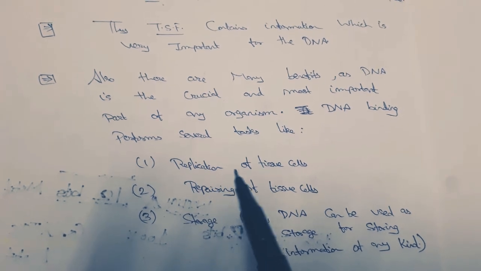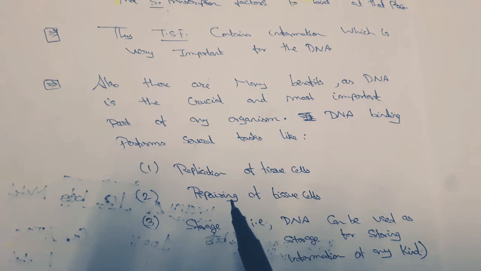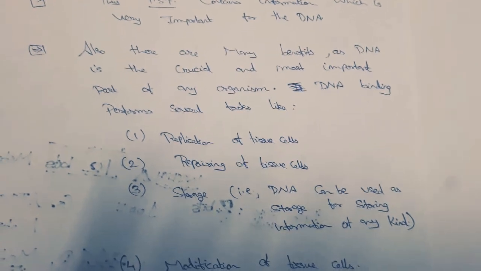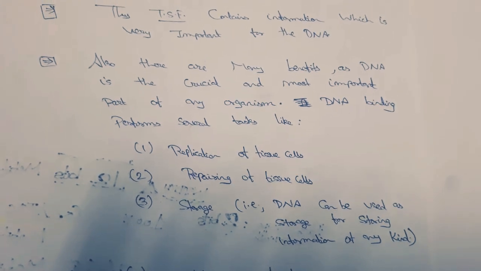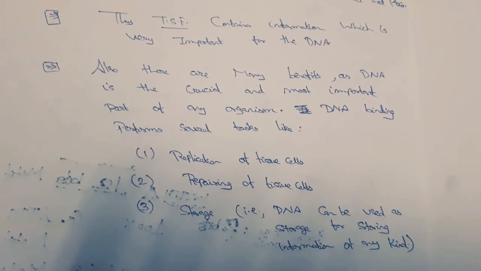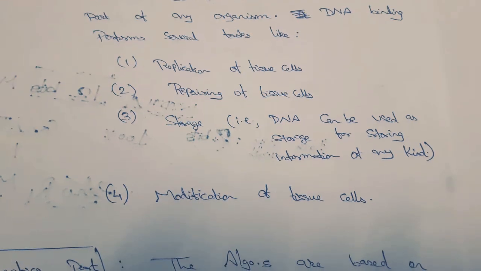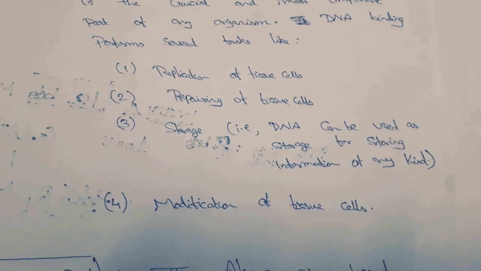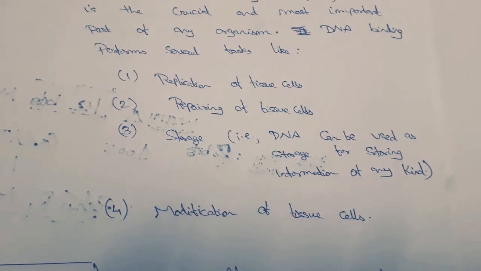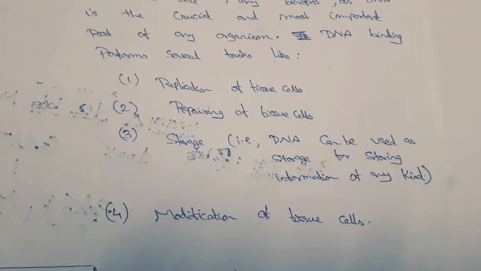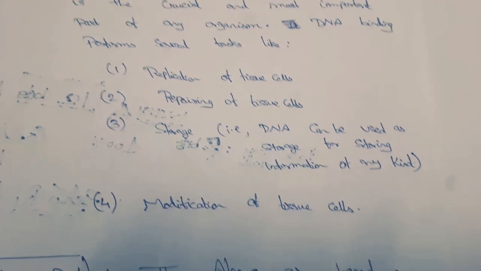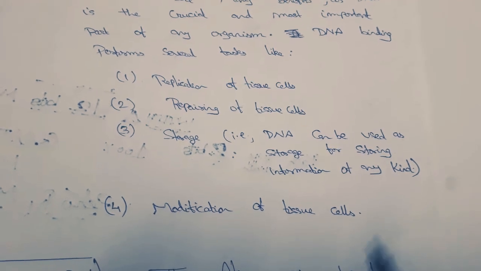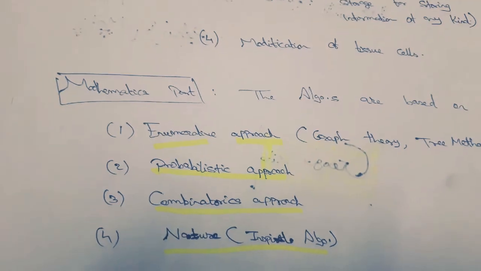It is beneficial for replication of tissue cells, repairing of tissue cells, and storage. It is very interesting to know that DNA could be used as a storage for storing information of any kind. Also, our maths professor at DIICT has done research on it, finding a storage in DNA through the Hadamard matrix. Now coming back to the topic, the fourth benefit is modification of tissue cells.